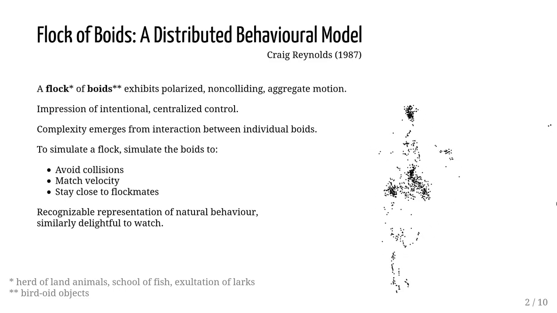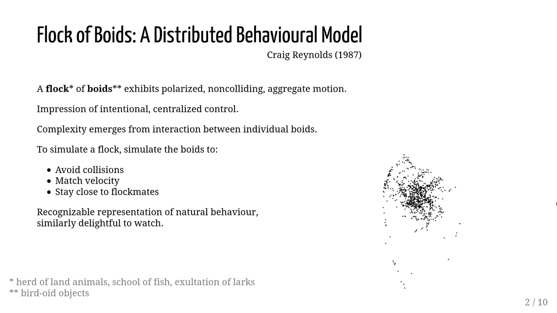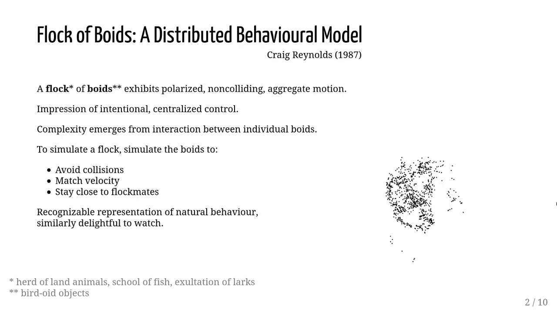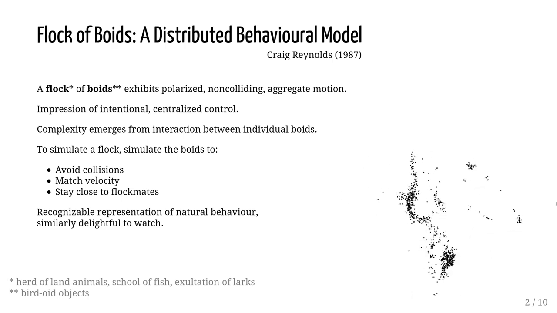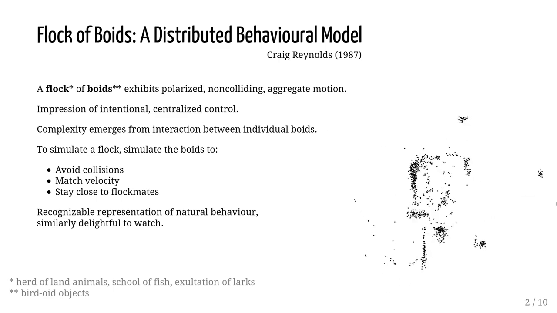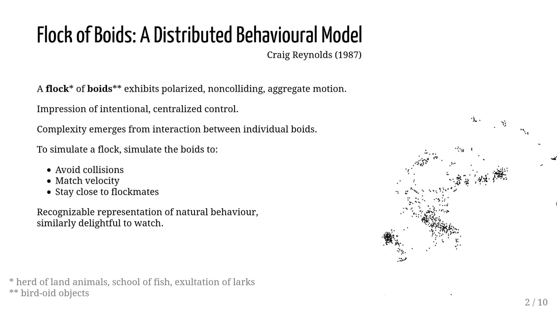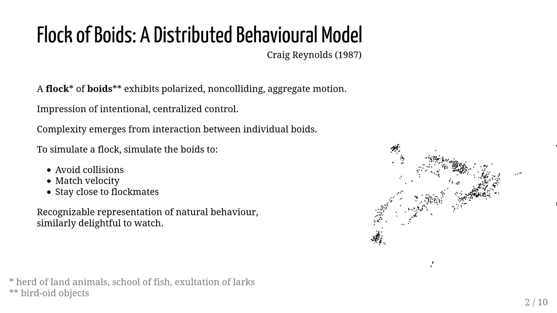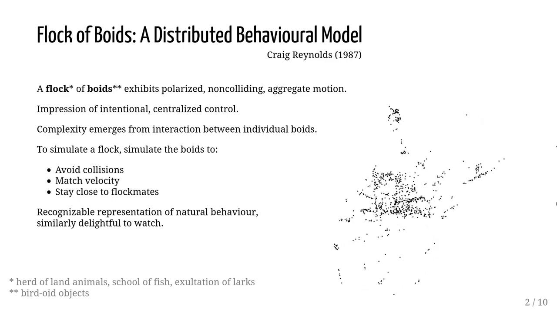In this paper, Reynolds defines a flock of Boids as a collection of objects which exhibit polarized, non-colliding, and aggregate motion. This gives the impression of intentional, centralized control for the flock, but this is actually emergent complexity from the interaction between individual Boids. So, to simulate this complex flocking behavior, we only need to simulate the individual behavior of the individual Boids, such that they avoid collision, match the velocity, and stay close to their nearby flockmates.